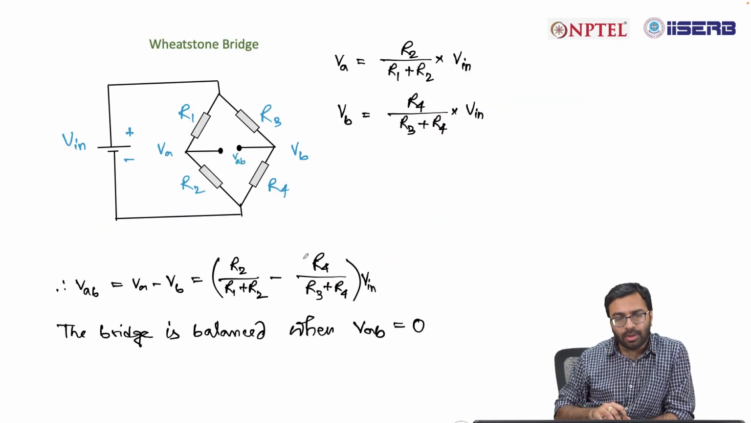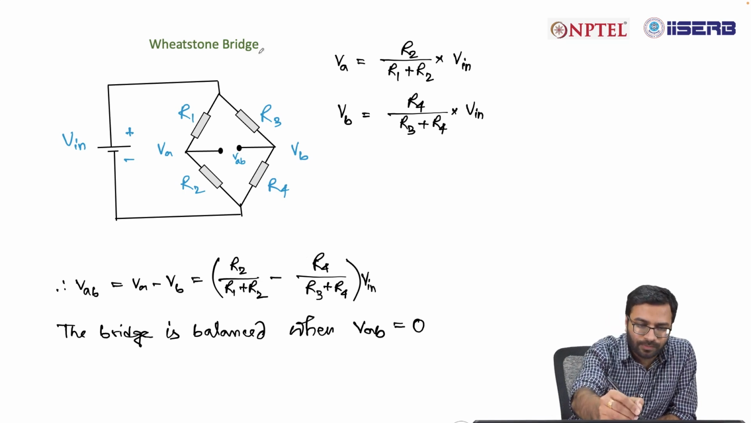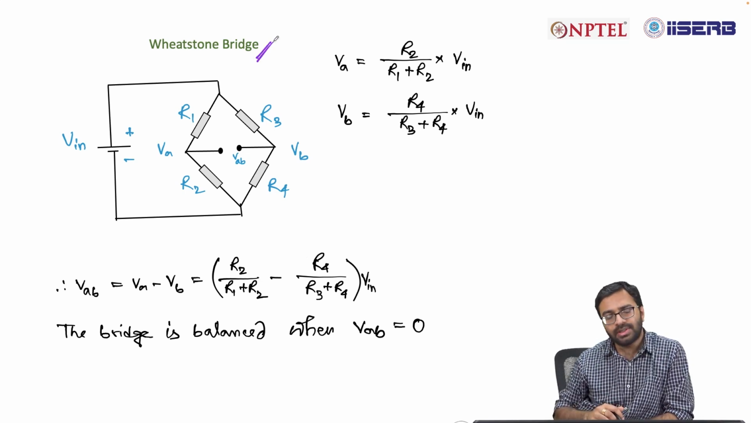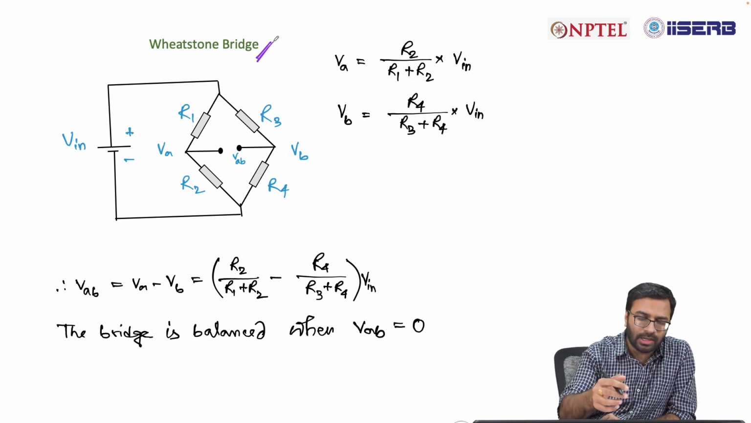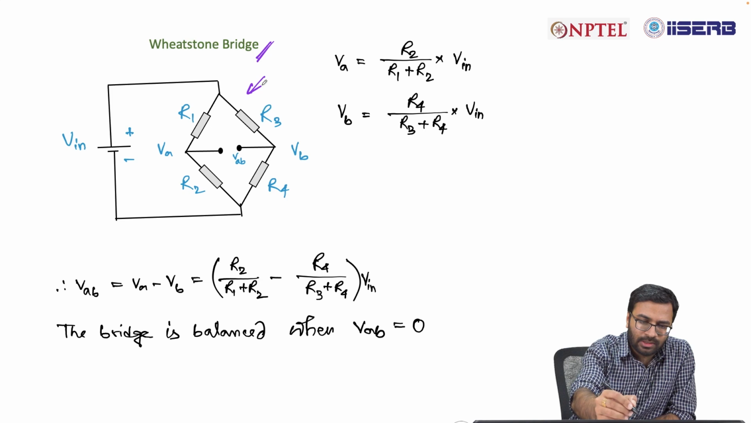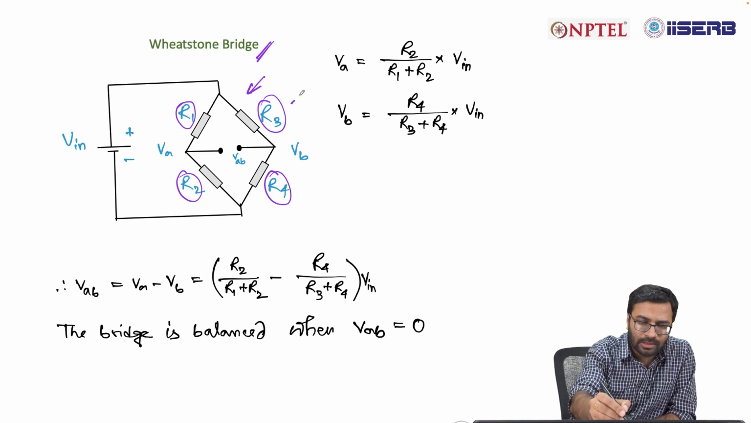Another very important circuit is the Wheatstone bridge. Now the Wheatstone bridge is a circuit where we arrange 4 different resistors in this fashion. So you have R1, R2, R3 and R4 connected in this way.